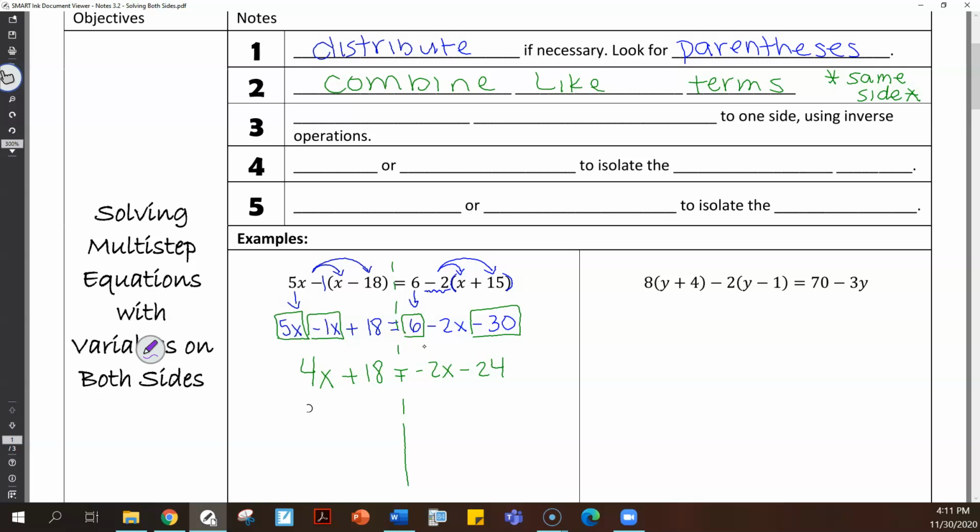So now I have an x over here and an x over here. And previously, I was trying to get that variable term alone. Well, before I do that, I need to move all my variables to the same side. And I'm going to do that using inverse operations. And my little trick to you will be to move the term that has the smallest coefficient. The coefficient is the number in front of the variable.